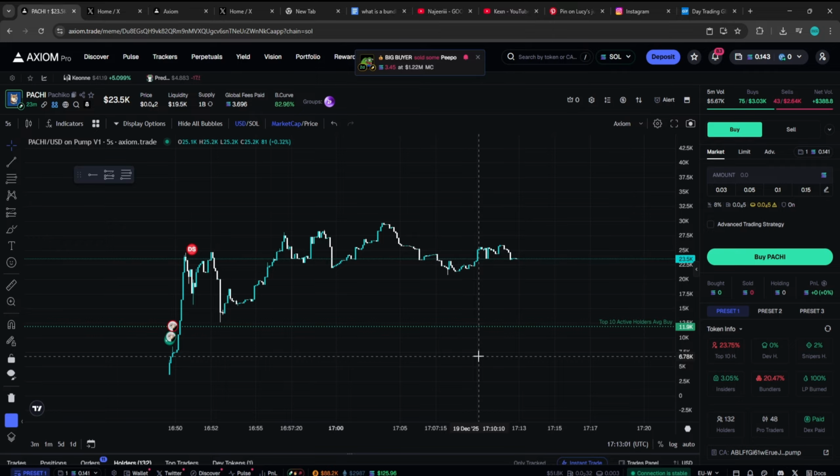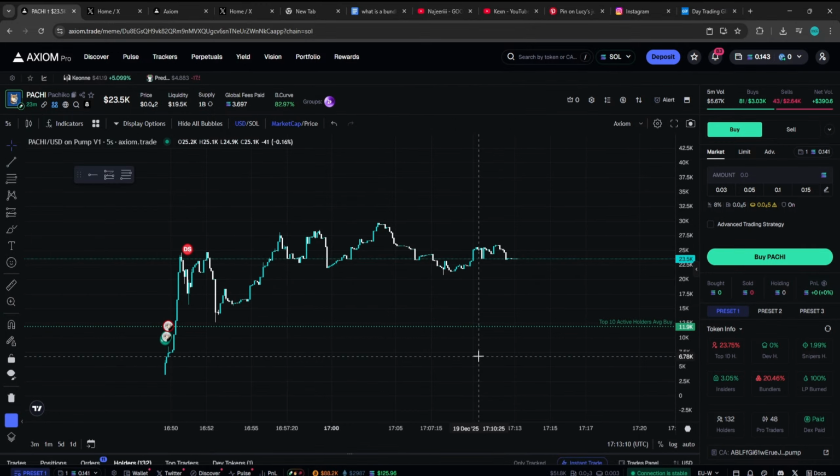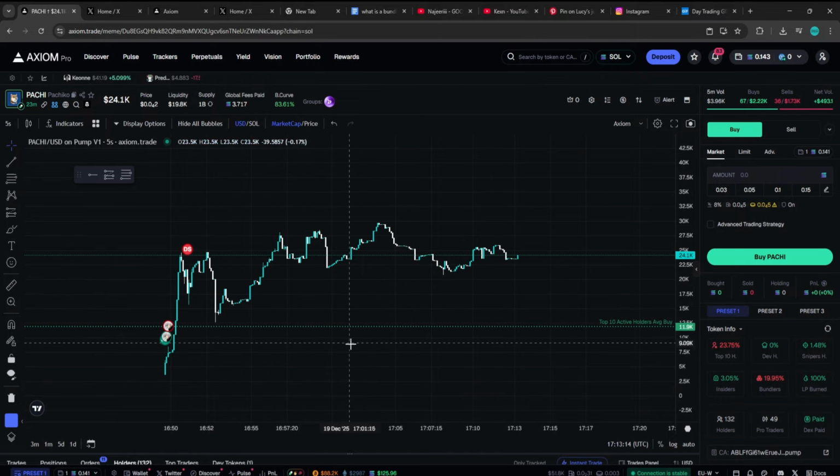This is what I don't like about bundles: they have so much control over the chart that you are basically at the mercy of the bundlers, because you can't really control the chart yourself, and it's not really that fair. You know what I mean? If you do buy a bundled chart, you're basically just at the mercy of the bundlers. Never buy a bundled chart.